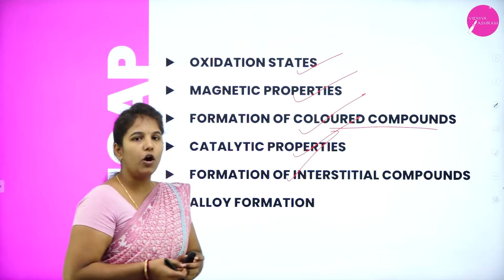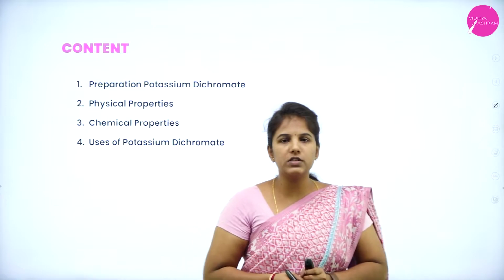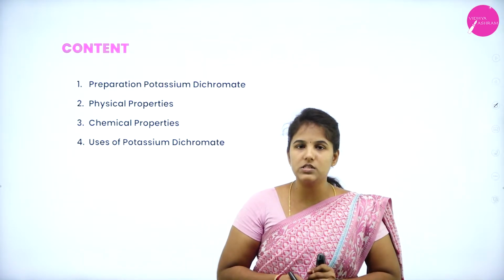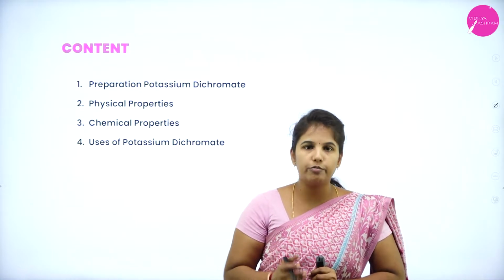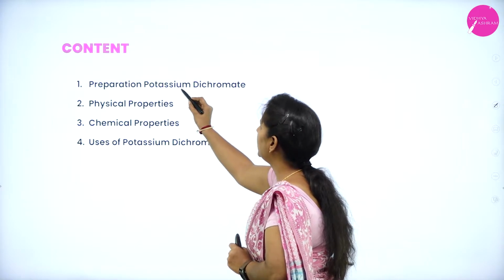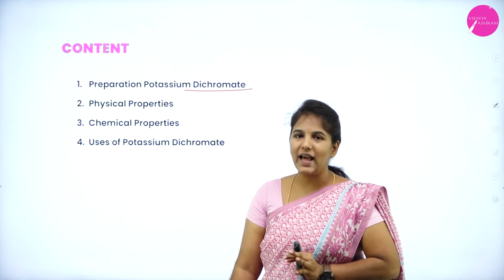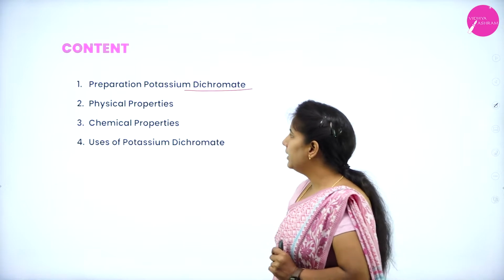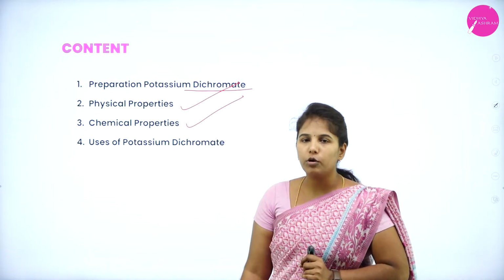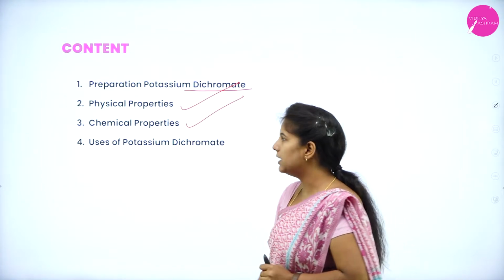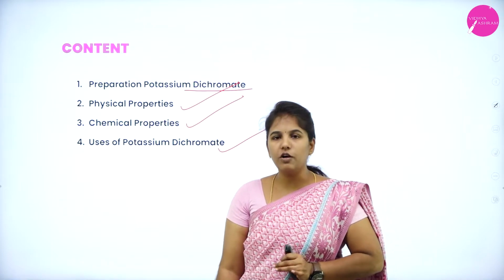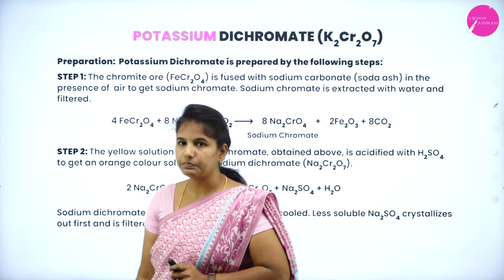Today, let us move on to the next topic of this unit by understanding the important preparations of D and F block compounds. Under that, we are going to understand the preparation of potassium dichromate. Then we will understand the physical and chemical properties of potassium dichromate, and lastly the uses of potassium dichromate.